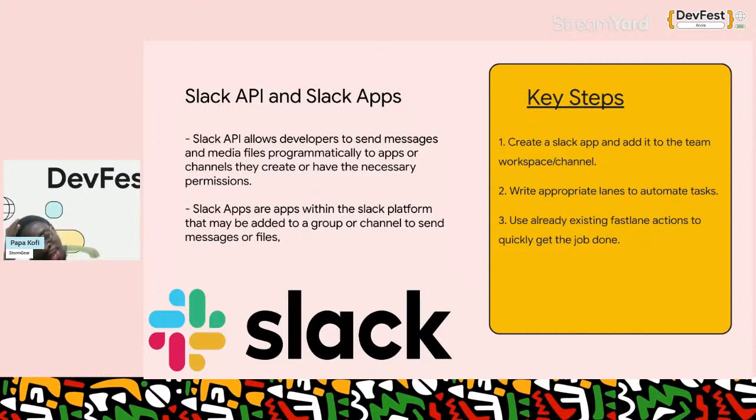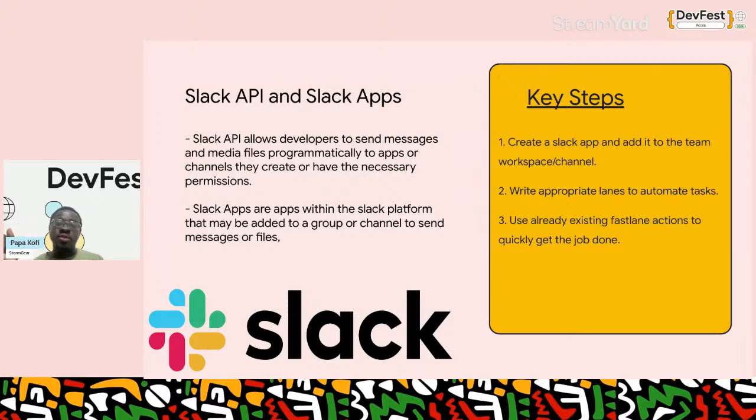So the Slack API actually allows developers to send messages and media files. You can send messages and maybe APKs. If the app is Android, it's an APK. If it's an iOS app, that's the IPA.